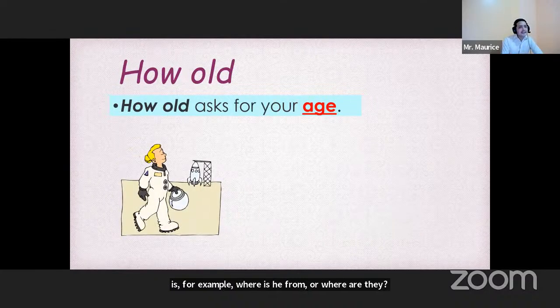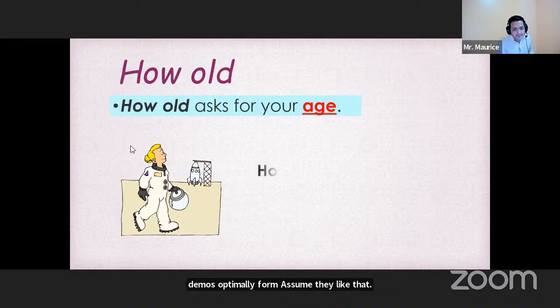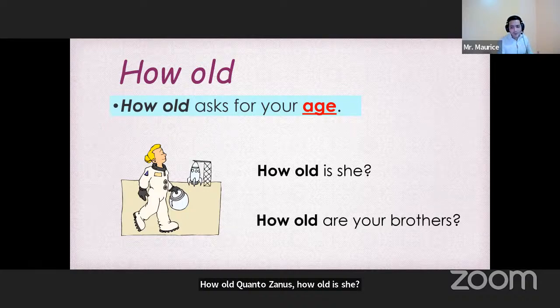Tenemos la siguiente, how old, la que acabamos de practicar, aunque esta no comienza con WH, como ustedes observan, pero aun así es un elemento que constituye este conjunto de las WH questions. Esto lo utilizamos cuando necesitamos obtener información de la edad. How old, ¿cuántos años? How old is she? Or, how old are your brothers?